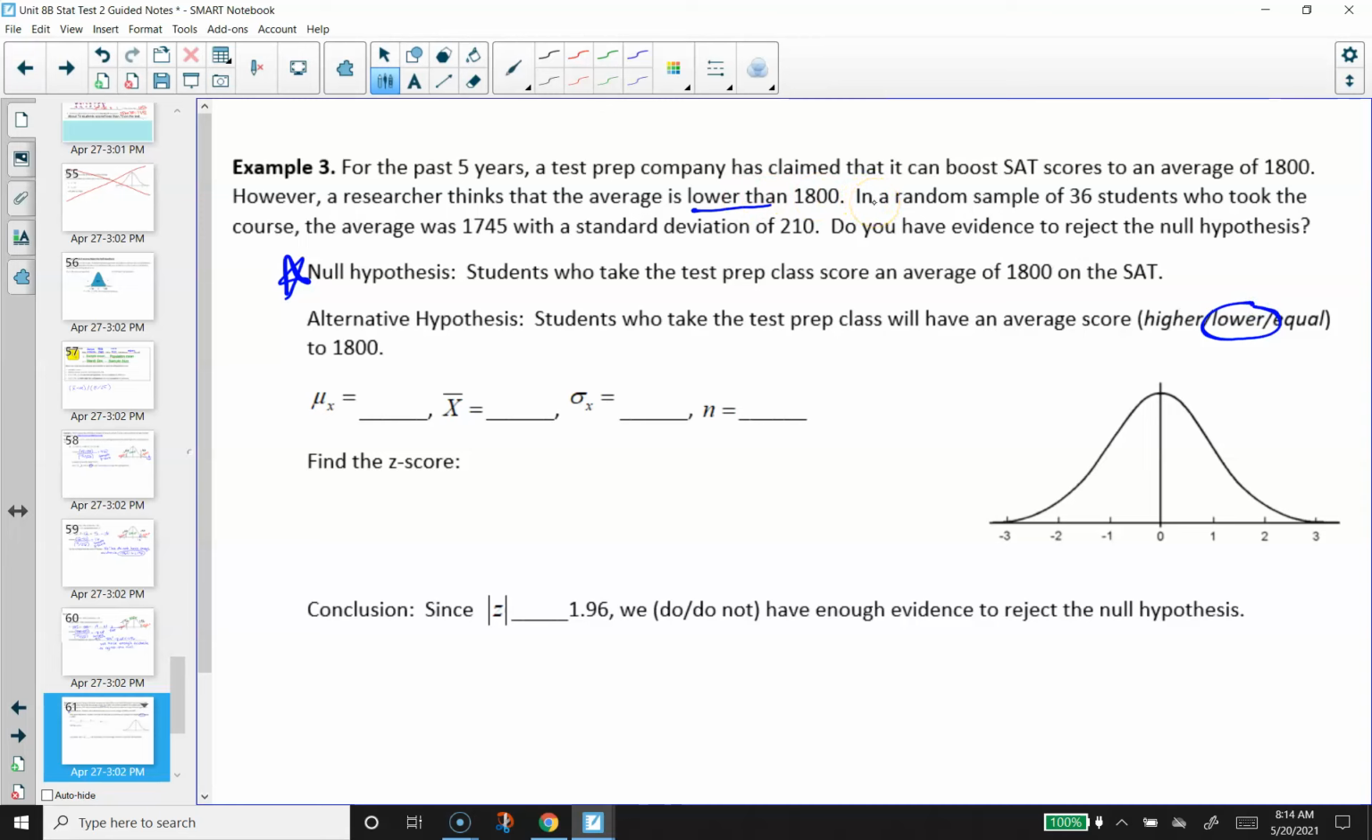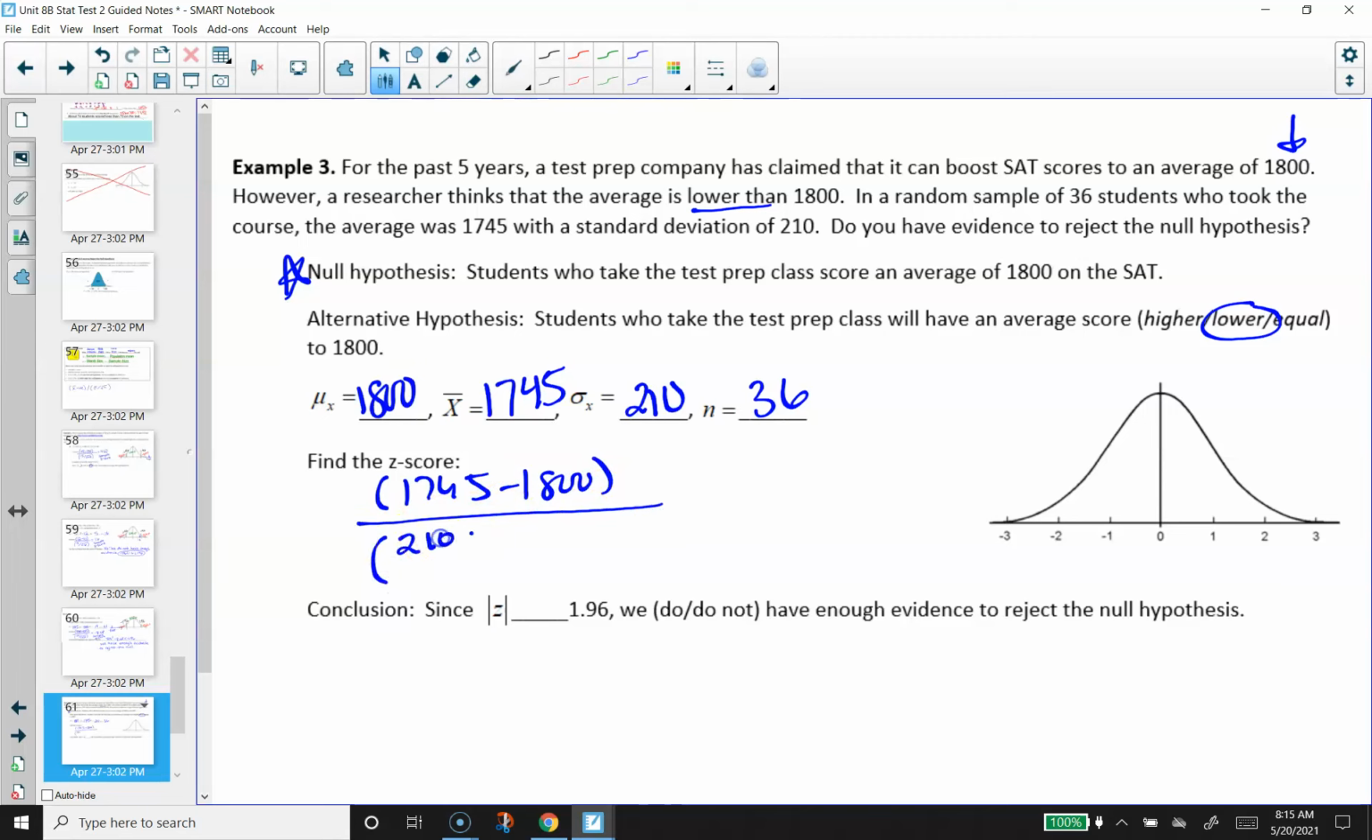Okay, so we're seeing, is there proof that it's actually going to be lower? All right, in a random sample of 36 students, that's my sample size, who took the course, their average was 1745. So that is the sample mean with a standard deviation of 210. My population mean is what the company is originally claiming. Do we have evidence? So let's see. All right, so we're going to do my sample, which is 1745, minus our population, divided by standard deviation over the square root of my sample size.